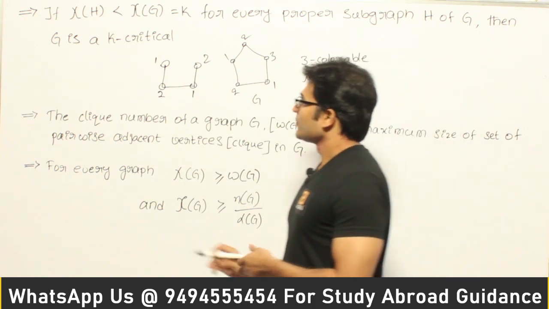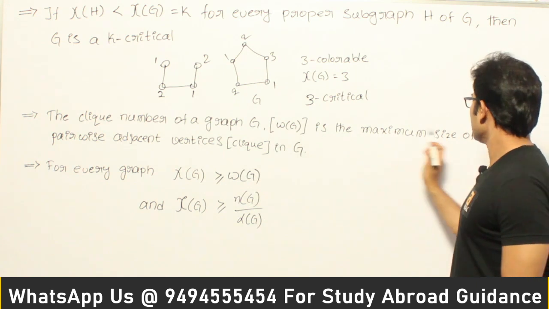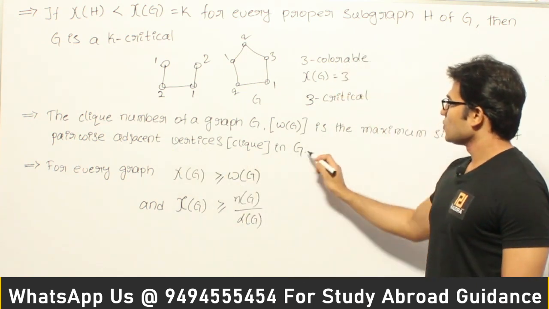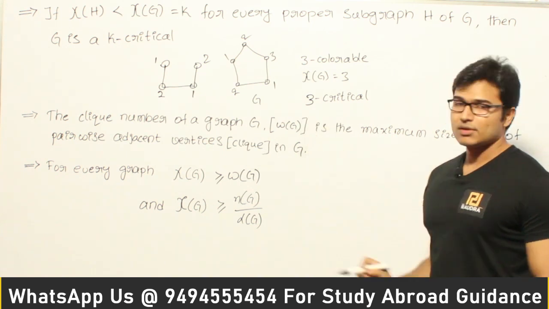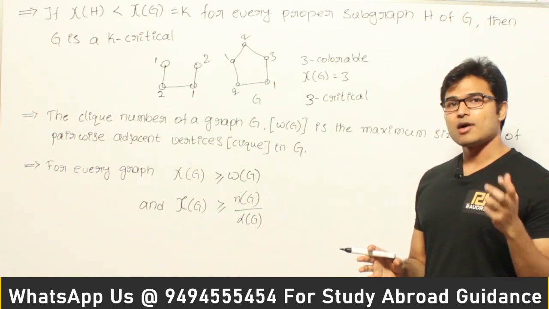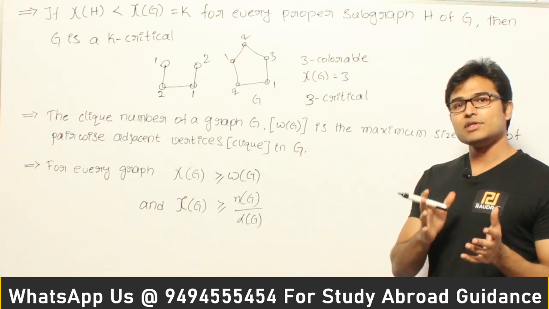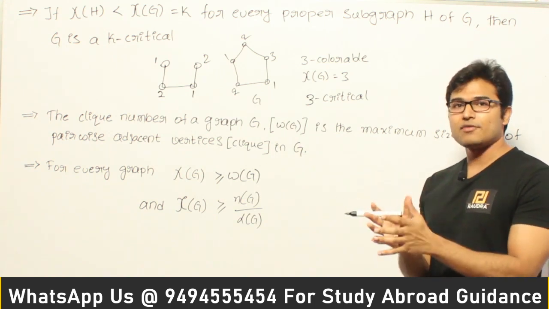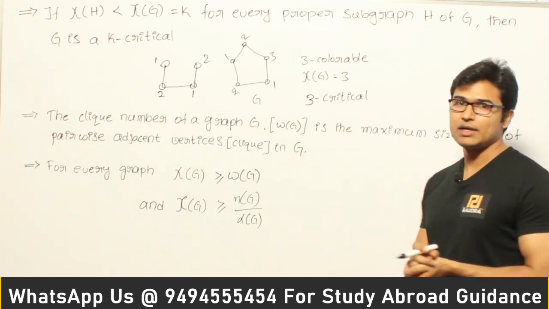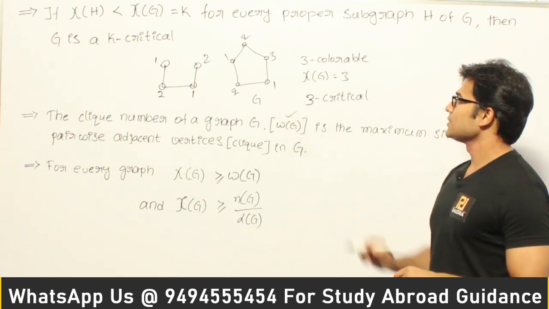Okay, now the clique number of a graph G, ω(G), is the maximum size of the pairwise adjacent vertices in G. So what a clique number is, if you have a graph, inside that graph, you search for a maximum possible complete graph. If there is any complete graph which is present inside a graph as a subgraph, that is called a clique. Only thing is that it should be as large as possible, right? Now find out the number of vertices in that graph, then you are going to get ω(G).